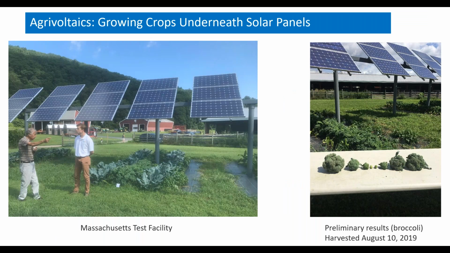Some of the fun examples and insights that we're seeing is that when we are growing crops underneath the solar panels, we can see some clear outcomes. Here's an example from our work at the Massachusetts test facility at the UMass Amherst campus, where we're growing broccoli underneath the solar panels. You can see in the right figure, depending on where we place that broccoli plant underneath the solar panels, we will get broccoli crowns as big as your head or about as big as your fist. These sorts of insights are really interesting.